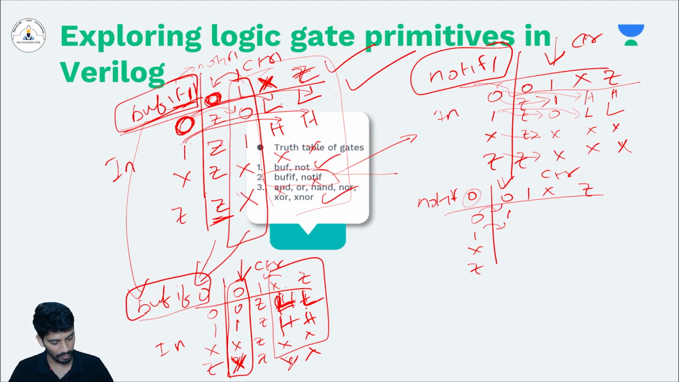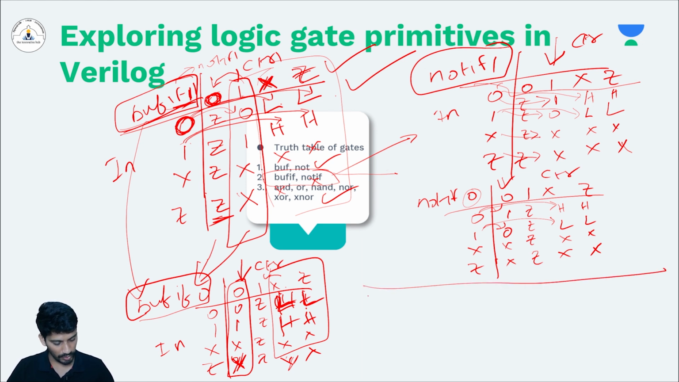So 0 will be 1, 1 will be 0, and these two will be x's. And in one case, it will go to high impedance state. And since it is an inverter, 0 will be converted into H and 1 will be converted into L. These two will be x's. So these are the truth tables of these gates. But what is the application of these gates? Where do we require these gates?